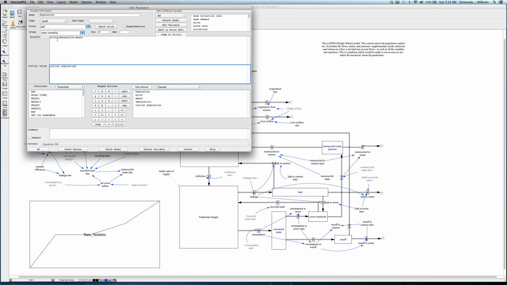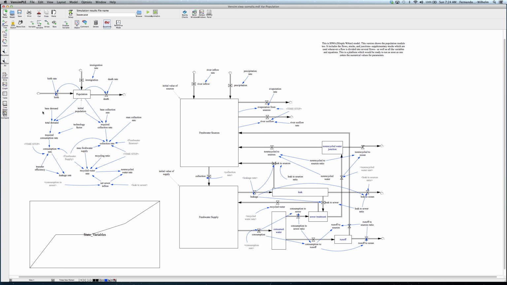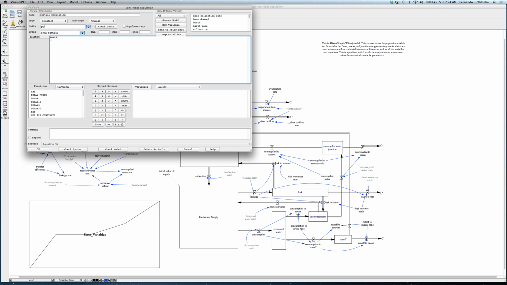Population is given as births plus immigration minus deaths. Okay, and it's got an initial population value. In this case of Somalia, this initial population is given as 9 million people.